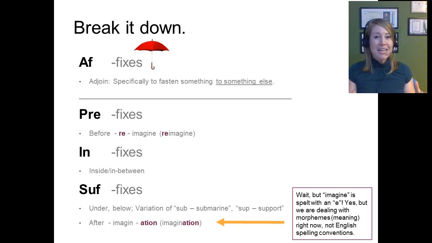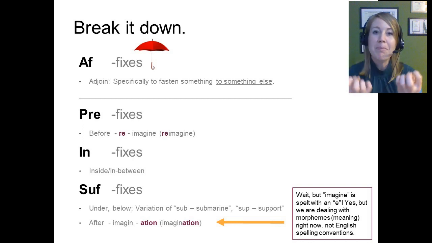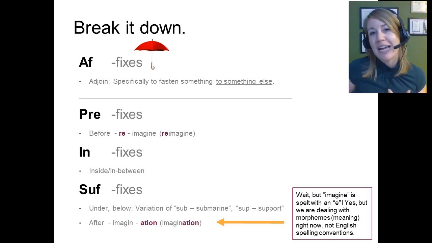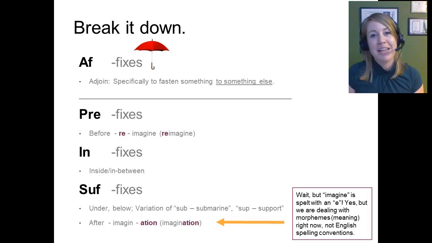Okay, I want to point something out real quick because some of you will notice this. Wait, but imagine is spelt with an E. And right there I have imagine without the E. Yes, but we are dealing with morphemes right now. We're dealing with meaning. And I might have to illustrate it different ways on the screen just to illustrate the point. But we're dealing with meaning right now. We're not dealing with how things are spelt. We're dealing with units of meaning, and there are some crazy spelling systems in English which you and I already know. So I want you to put aside spelling, and I'm going to come back to this point a little later in this mini lecture.